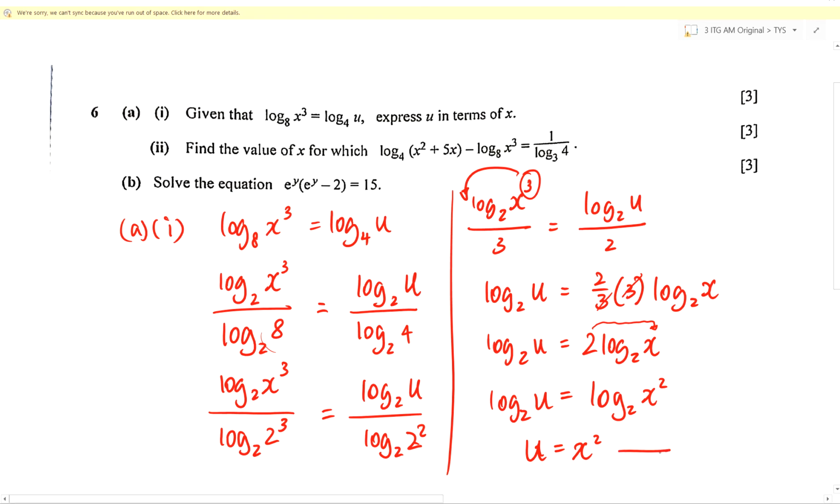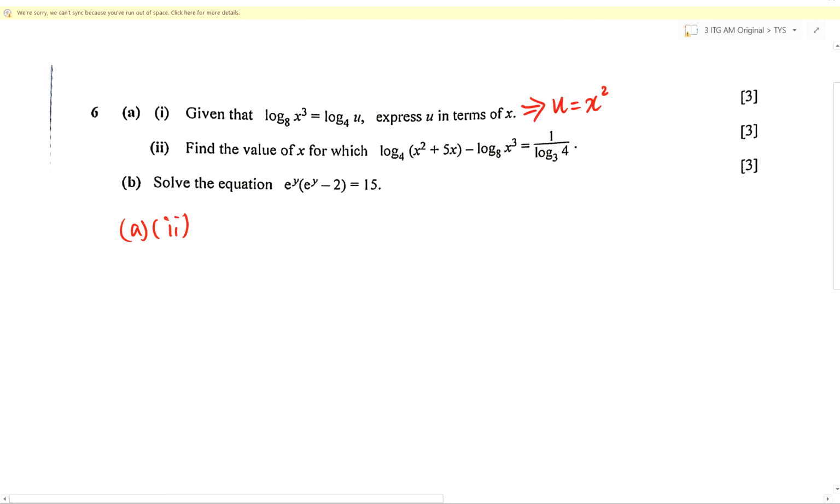Okay, so here is our answer for part 1. Now find the value of x for which log base 4, okay, we've got a quadratic inside, x squared plus 5x, minus log base 8 x cubed equals log base 3 of 1 over 4. This is part 1 and part 2. Usually, they are related. Part 1 and part 2 should be related. But it didn't say hence, so you don't have to use the answer in part 1. But if you were to try and find a relationship between part 1 and part 2, what do you notice?